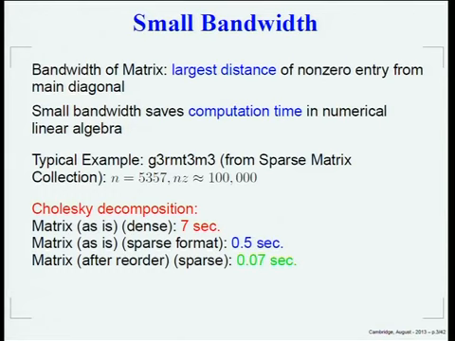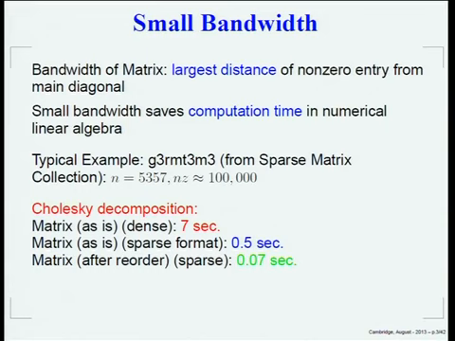I took one of the matrices from this collection. This matrix is of order 5,000 by 5,000, well, 5,300. It has about 100,000 non-zeros, so it's a really sparse matrix. Now, if you take this matrix as it is, so every zero entry is zero, you take it as a full matrix, you compute the Cholesky factor. It takes 7 seconds on this computer, which is fast, but you can do much better.